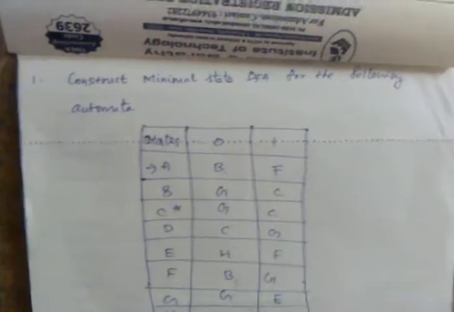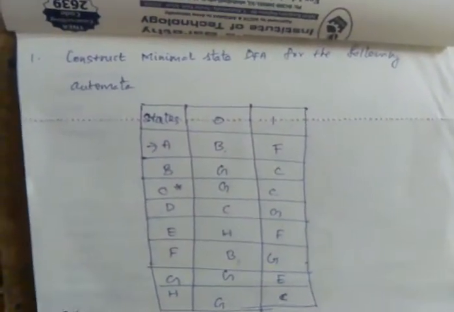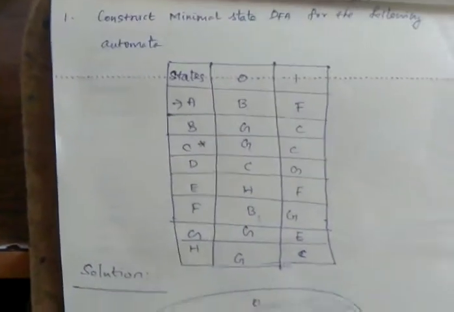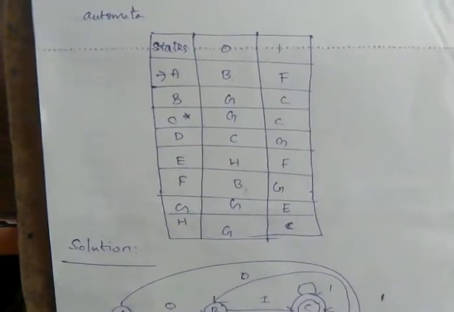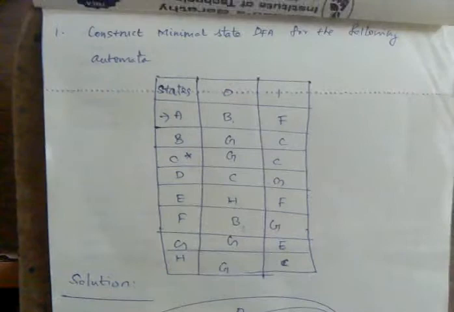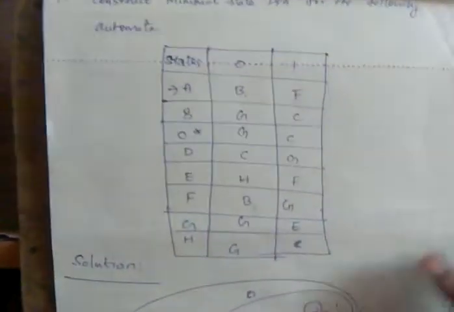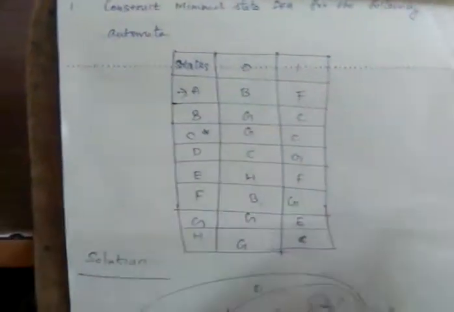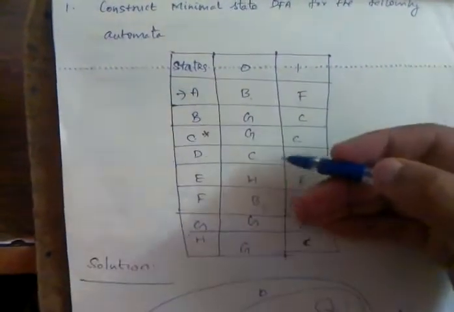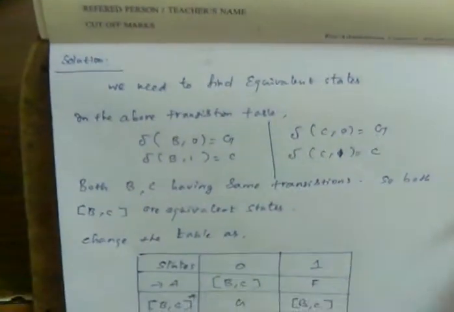The first sum is to construct the minimal state DFA for an automata. These are the given transition table for the given automata. We convert the given automata into a transition table so that we can perform the sum easily. We find which two states are equivalent, which transitions are equivalent, and we eliminate the redundant states.